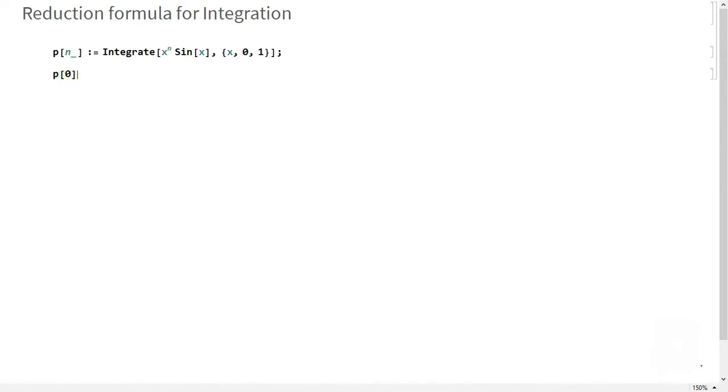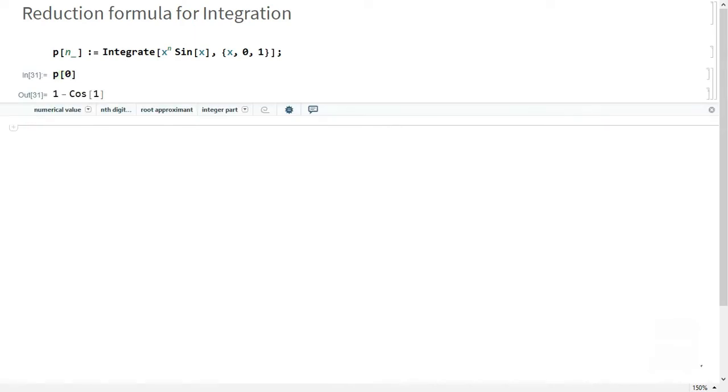Like, I type p of 0. Do I get something? Yes, I do. That is great. But notice whether it's actually working or not, because let's say I put n equals 0. So this is just sine x, and the integration of sine x from 0 to 1 will give cos x. So yeah, this is right.